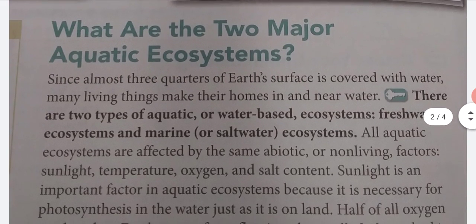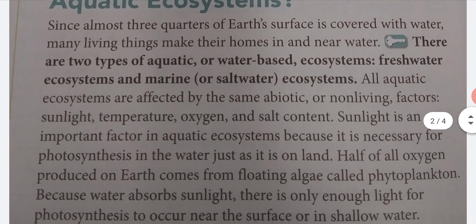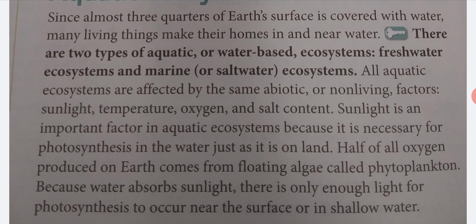What are the two major aquatic ecosystems? Since almost 3/4 of Earth's surface is covered with water, many living things make their homes in and near water. There are two types of aquatic or water-based ecosystems: freshwater ecosystems and marine or saltwater ecosystems.